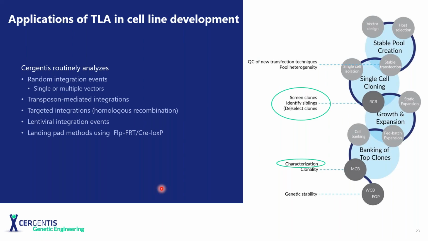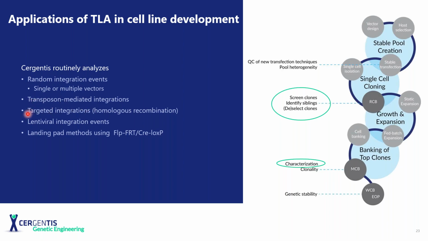And finally, after the cell line has been selected and banked and perhaps cultured, often regulatory authorities require the complete assessment of clonal derivation and genetic stability over time. So we also help in that phase. But before I give you more examples of that, we wanted to share with you that TLA, as I mentioned, can be applied to study random integration events, but also single events or multiple events, multiple vectors.